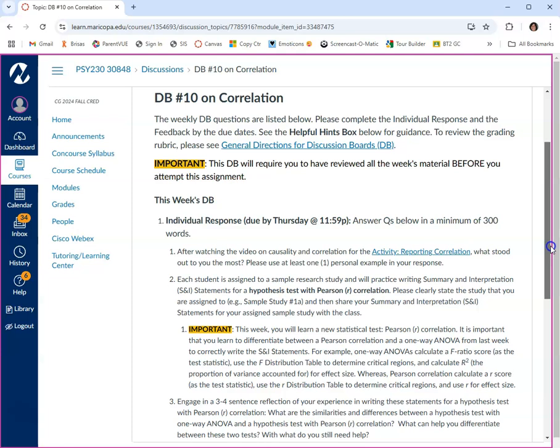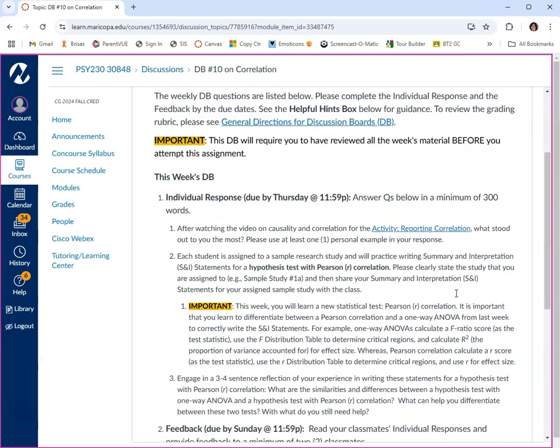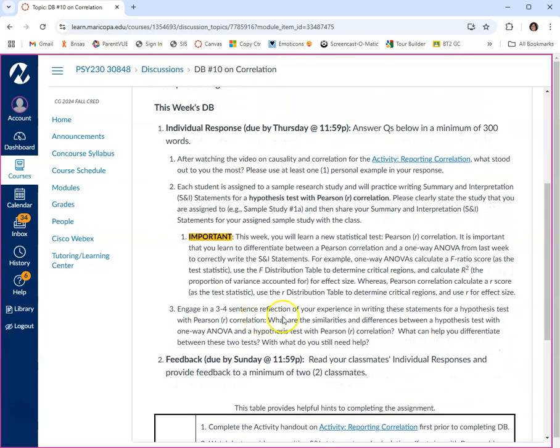The second assignment is discussion board number 10 on correlation. This discussion board ties back to the activity on writing summaries and interpretation statements. Question 1 asks you to reflect on the video on causality and correlation. Question 2 asks you to share your summary and interpretation statements for your science sample study. And question 3 is a reflection of this experience.